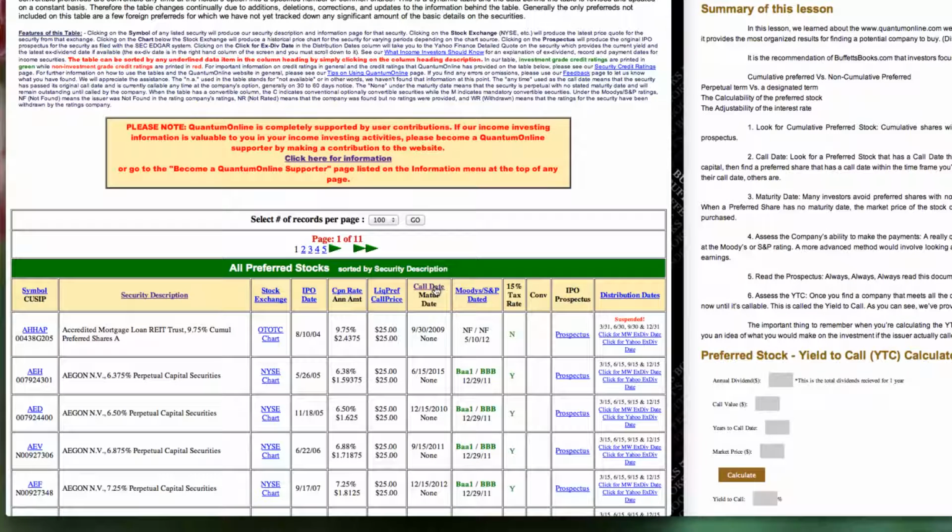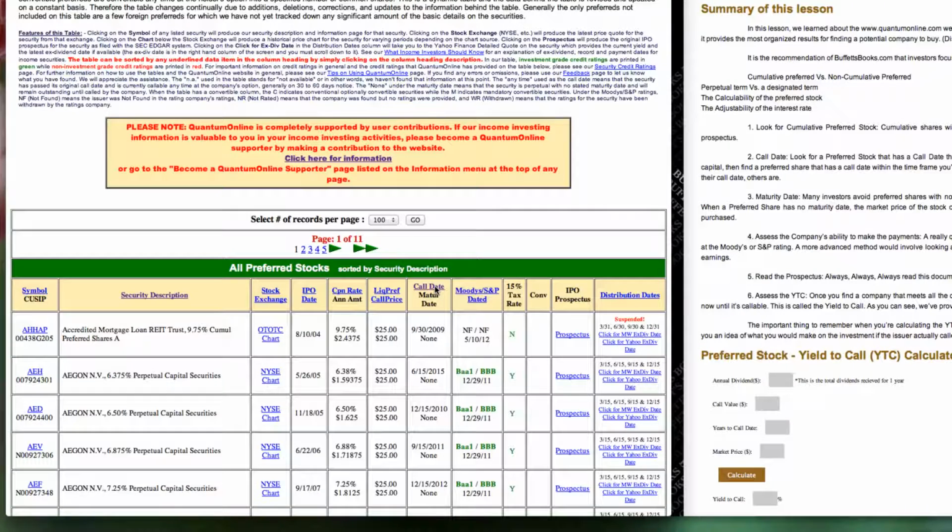because if the call date is tomorrow and it's a very high yielding preferred stock, there's a good chance that the company is going to go ahead and buy those back so they don't have to pay that high dividend. So the longer that call date is, the longer that you have to hold that preferred stock, the better. So let's go ahead and filter based off of that.